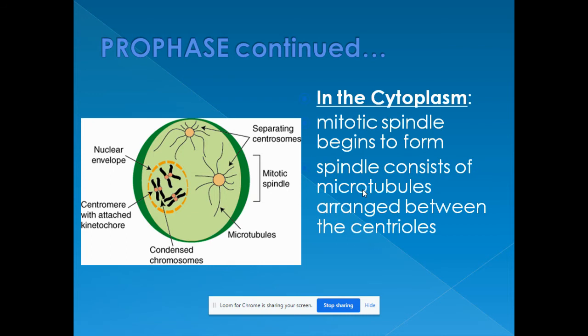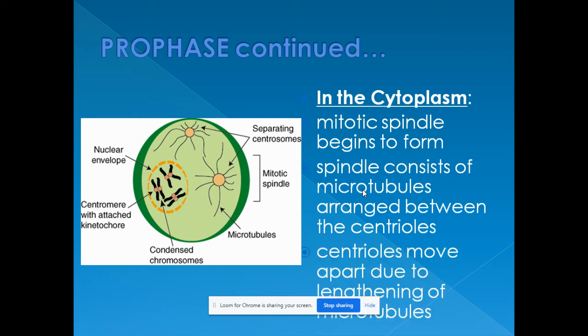Spindle consists of microtubules arranged between the centrioles. Centrioles move apart due to the lengthening of these microtubules. So it grows and shortens, and then it can bring the chromosomes to the edge of the cell.